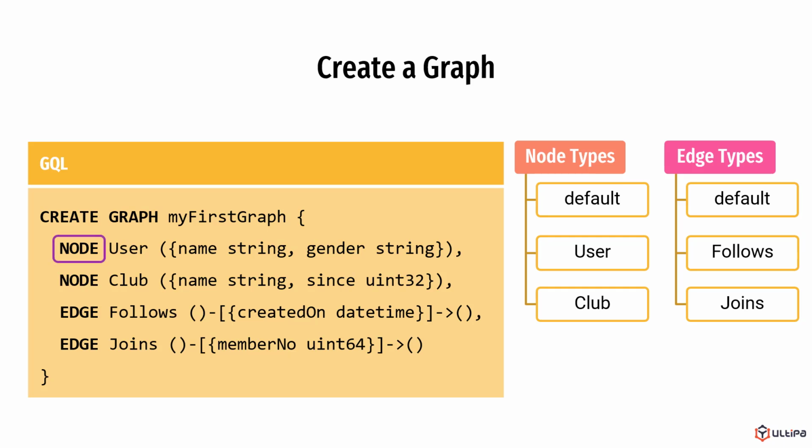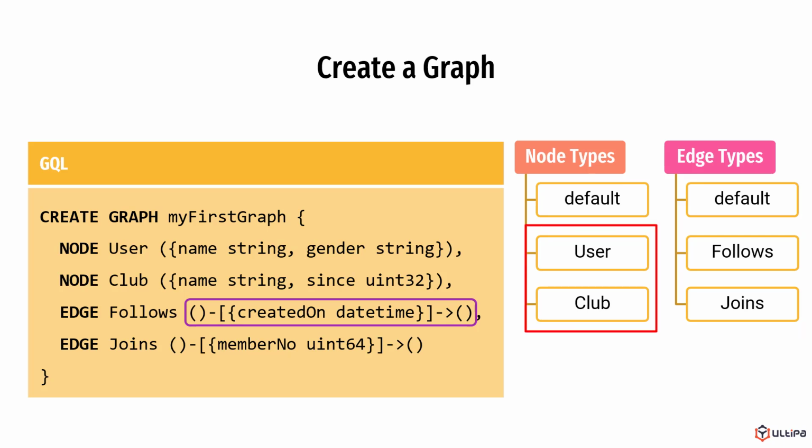Each node type begins with the keyword node, followed by the node type name, and a node pattern. Inside the node pattern, wrap the property definitions in curly brackets. For each property, specify its name and value type. Each edge type starts with the keyword edge, followed by the edge type name and a one-step directed path pattern. You can define edge properties inside the edge pattern. Two node types and two edge types are created when creating this graph.